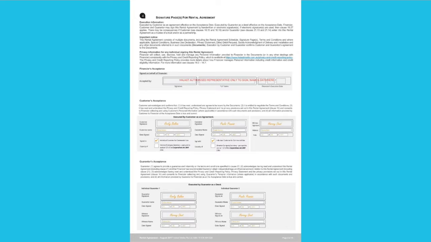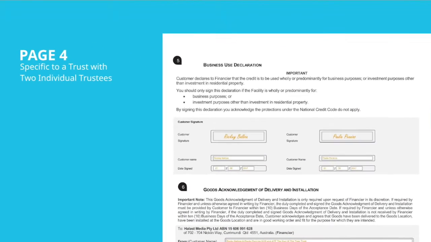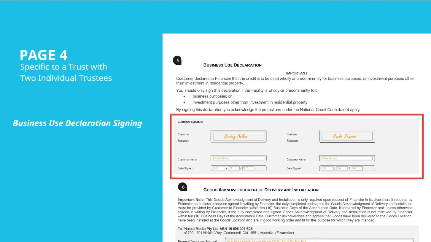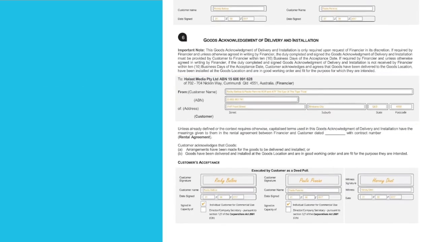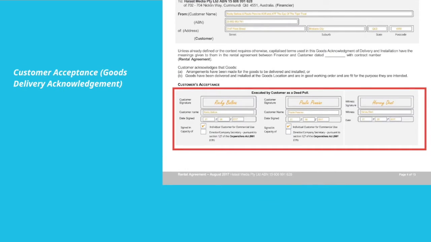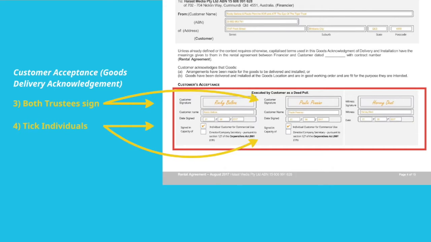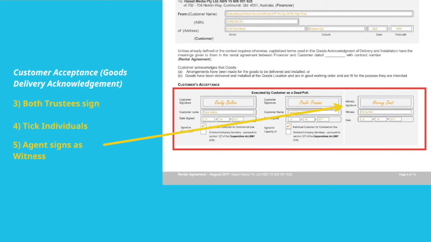And that's all for the signing page, so the subsequent sections requiring signatures will be signed in the exact same way as this page. On to the business use declaration. Quite self-explanatory, both trustees will sign and date here. Complete the customer details section, the same as section 1 from page 1. Both trustees will sign, including their names and the date signed. And same as the previous page, both trustees will tick as individuals because there is no company involved, and you'll need to witness their signatures.